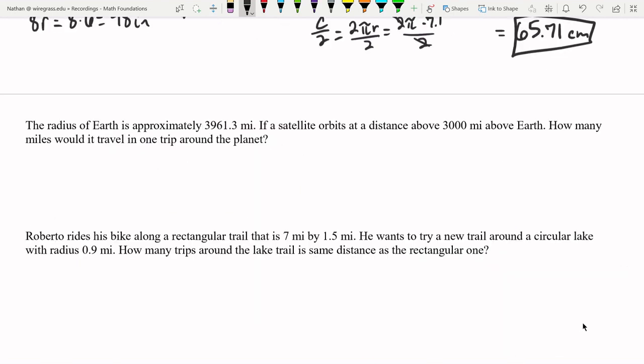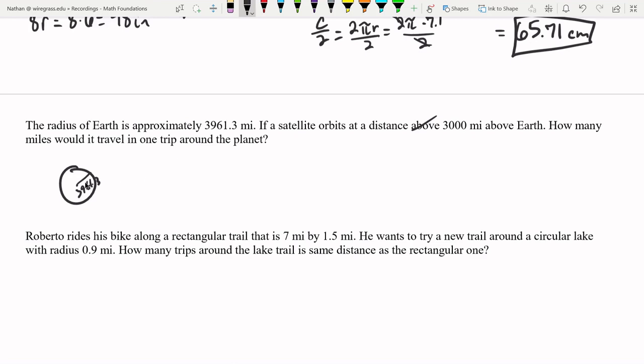The radius of the Earth is approximately 3,961.3 miles. If a satellite orbits 3,000 miles above the Earth, how many miles would it travel in one trip around the planet? So we have the Earth, and the radius of the Earth is approximately 3,961.3. That's approximate. The Earth isn't a perfect sphere, so that's just an average of the radius.